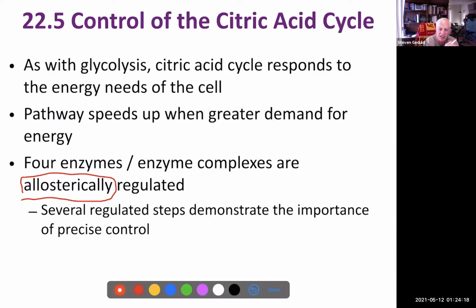So these regulated steps demonstrate the importance of precise control. And you have to have precise control. You've got to be able to generate energy, and you've got to be able to stop doing it for other things that the cell needs.